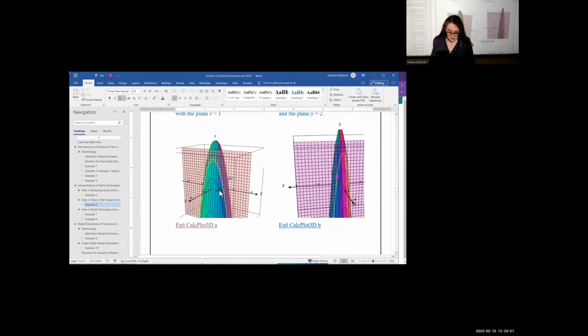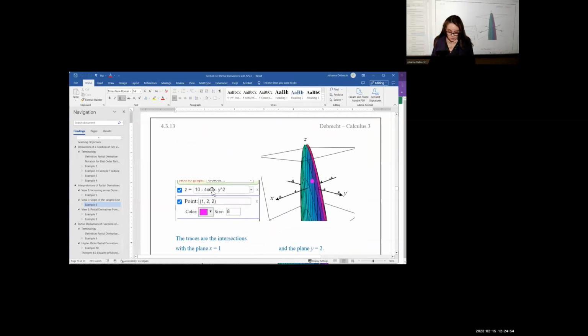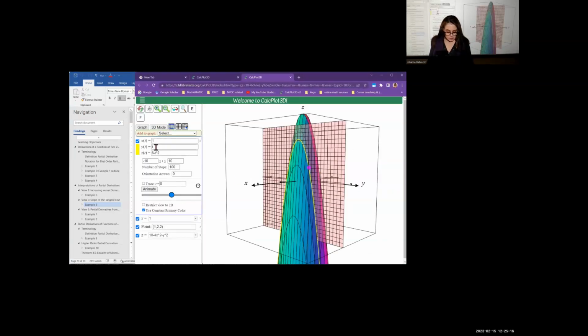Since x is a constant 1, when you replace that in here, you get 10 minus 4, which is 6. You have 6 minus y squared. So if you have 6 minus y squared, you let y be t, and then x is 1, and z is 6 minus t squared. So let's look over here. x is 1, y is t, and z is 6 minus t squared.